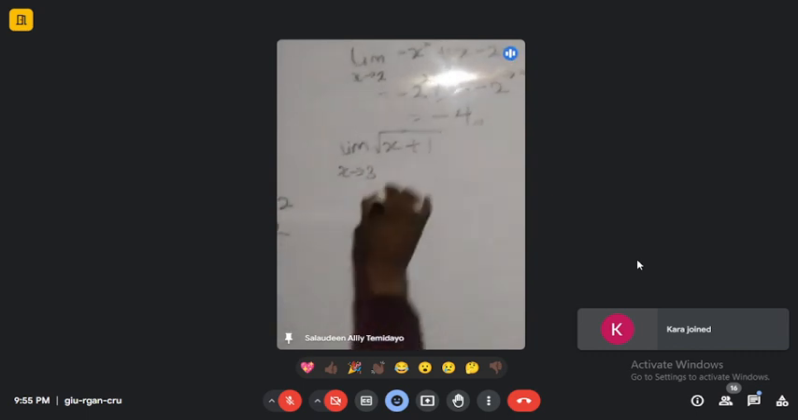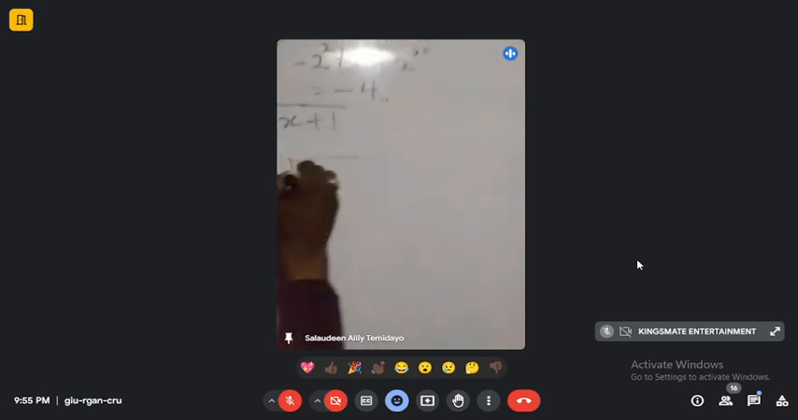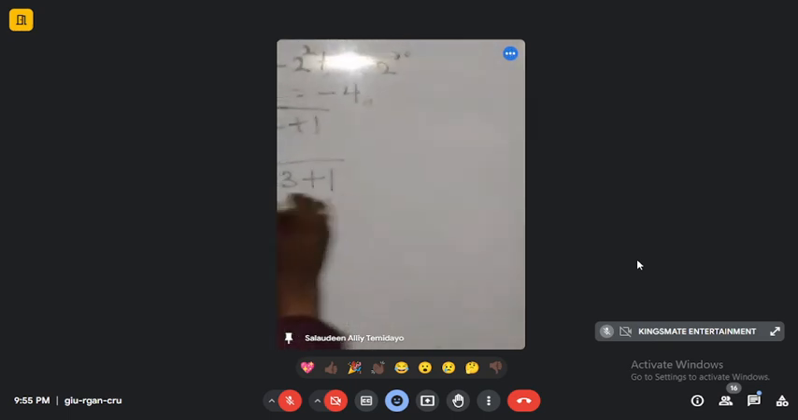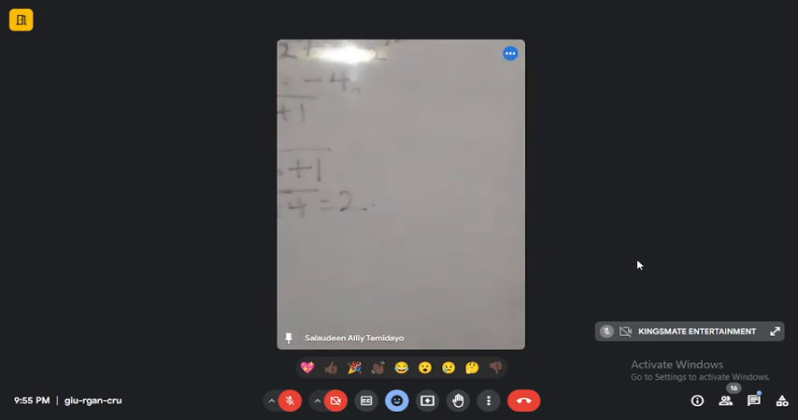Okay, now look at this. This is just replace x with 3. That is 3 plus 1, root 4, which equals the square root of 4, which equals 2. That's done.